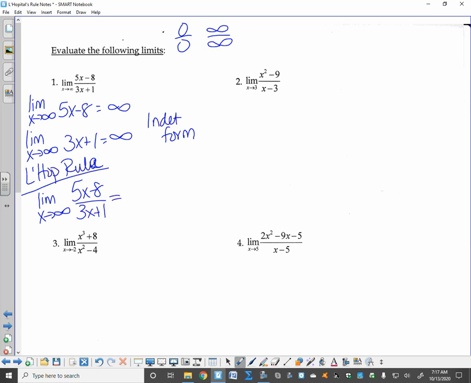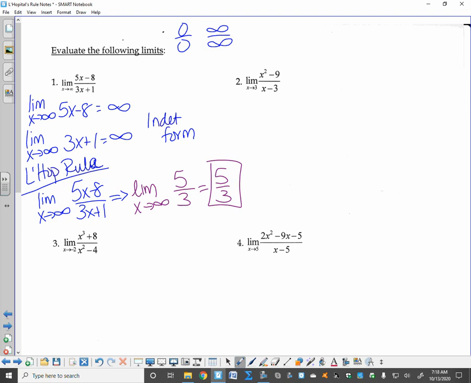I'm not going to use equals here. I'm going to use an arrow because one does not equal the other one. One leads to the other one. The limit as x approaches infinity of the derivative of the top over the derivative of the bottom. Now, the limit as x approaches infinity of 5/3 equals 5/3. Done.